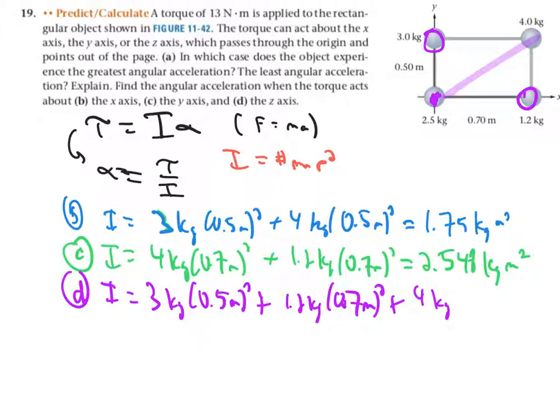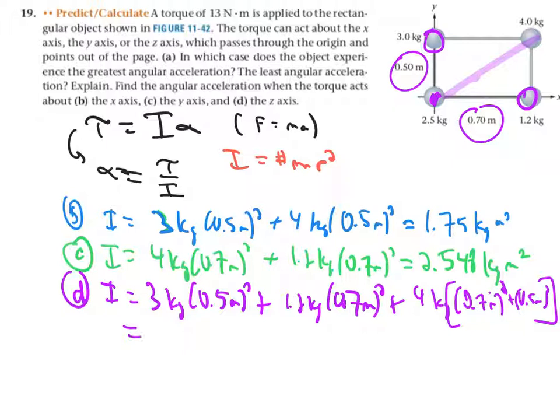but we need it squared, and that's easy because that is the hypotenuse of a right triangle, so the square of that distance is going to be the sum of the square of this distance plus the square of this distance, or it's going to be 0.7 meters squared plus 0.5 meters squared. That's a little bit more grungy, but when we plug it in, we get 4.298 kilogram meter squared.